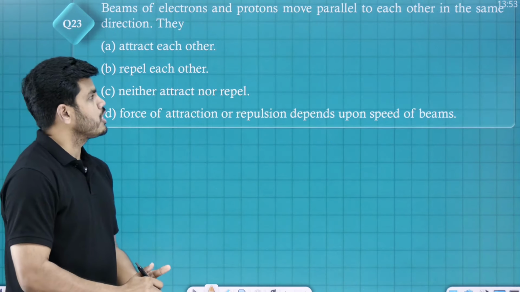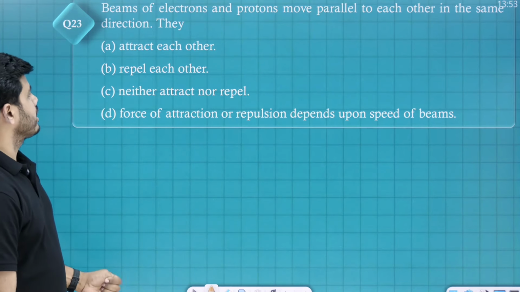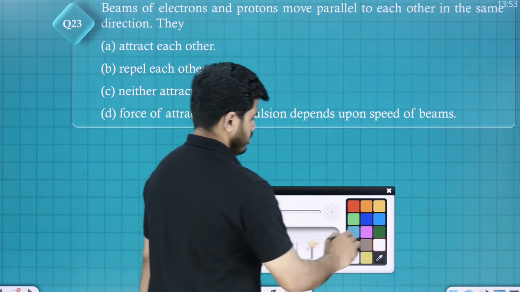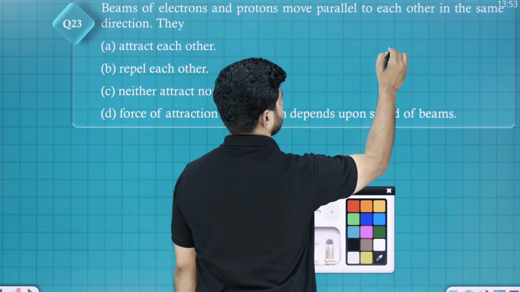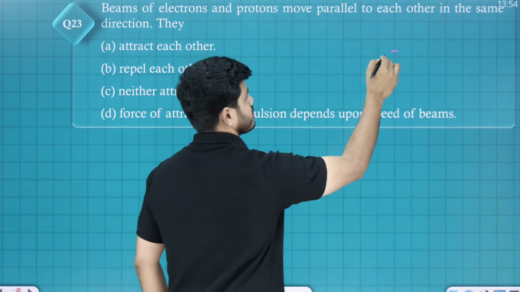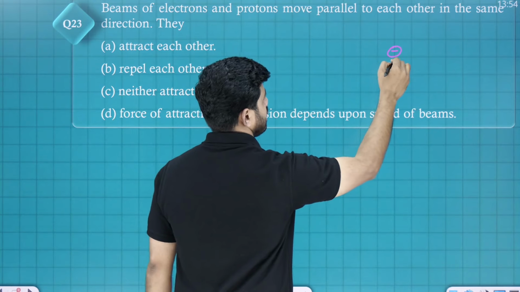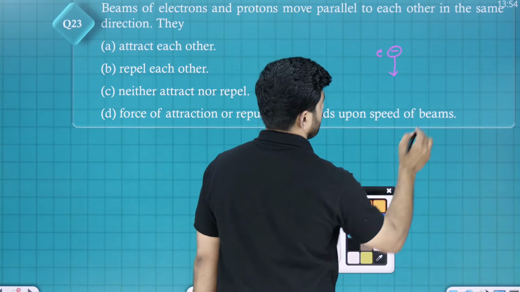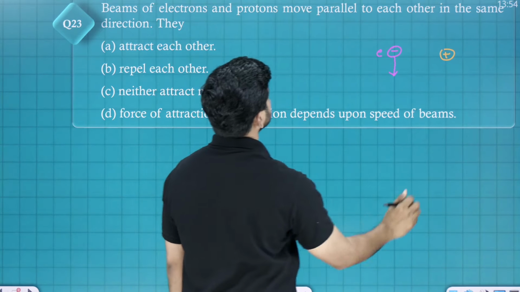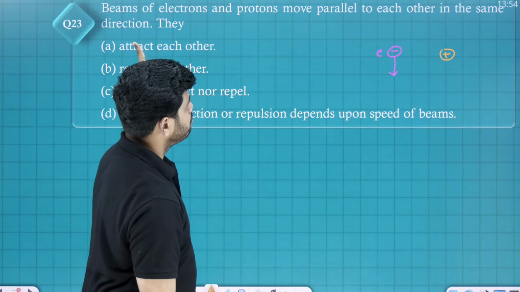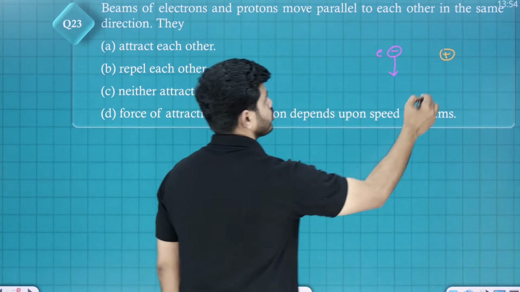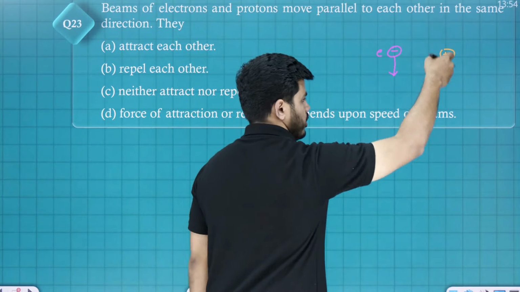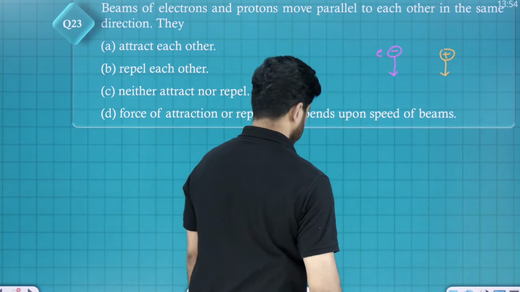A beam of electrons and protons move parallel to each other in the same direction. Do they attract each other or repel each other? See, we did similar questions before also, but in this case, it is not current carrying conductors. They are just charged particles. Electron is moving in a particular direction, suppose this direction. Protons are moving in the same direction, so the proton also should move in this direction. Positive charge is moving in this direction, negative charge is also moving in this direction.